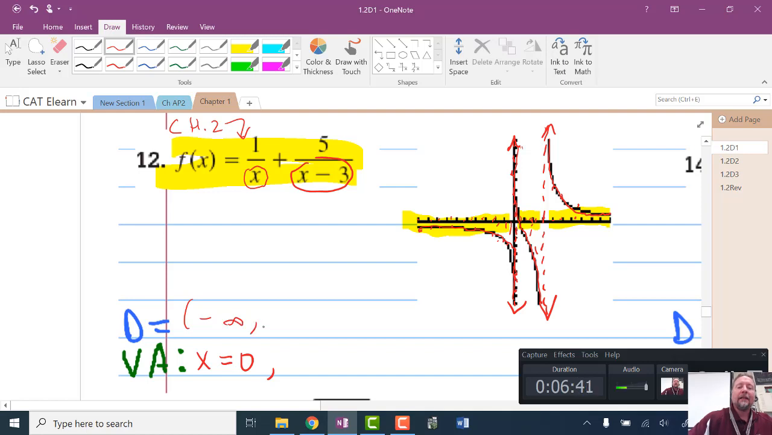So negative infinity to 0, parenthesis, because if you put a bracket there, you're saying x can equal 0. 0, comma to 3. Union that with 3 to infinity and beyond. I haven't said that all year long.